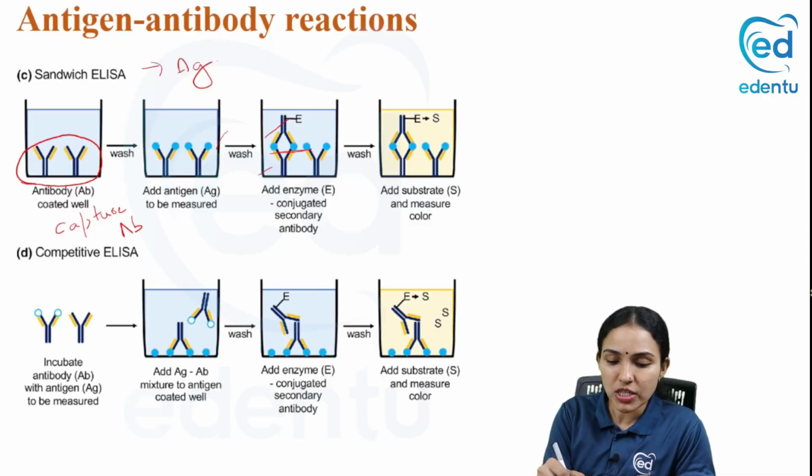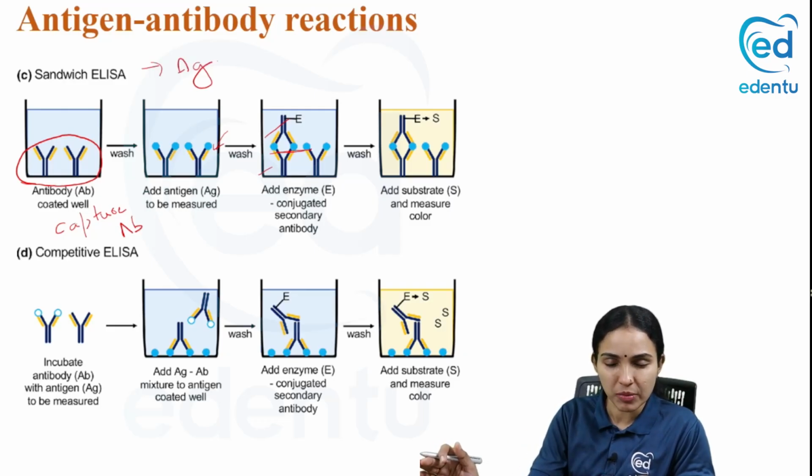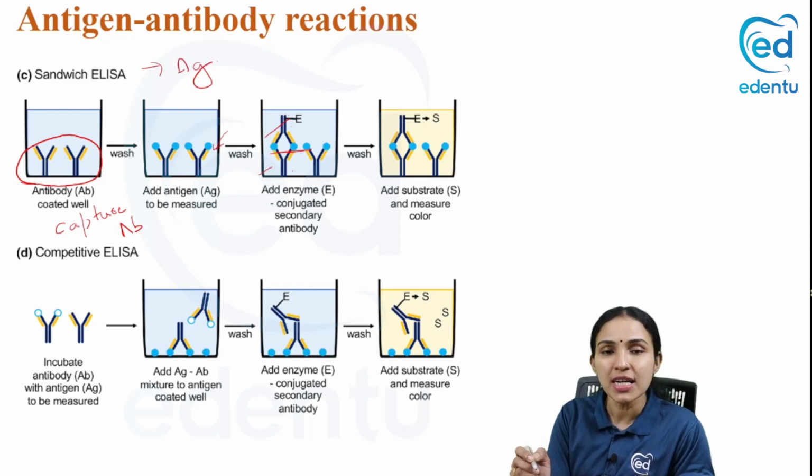Now you add the patient's serum. Serum contains a particular antigen. These capture antibodies will capture them. Then you wash it, so all the unbound antigens will be removed. Next step, you add the secondary antibody, which is conjugated with the enzyme. That also will bind to this antigen. So you get the antigen sandwiched between two antibodies. One is the capture antibody and the other one is the enzyme conjugated secondary antibody.